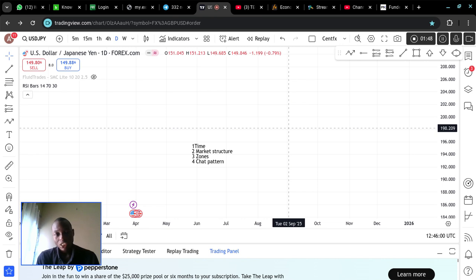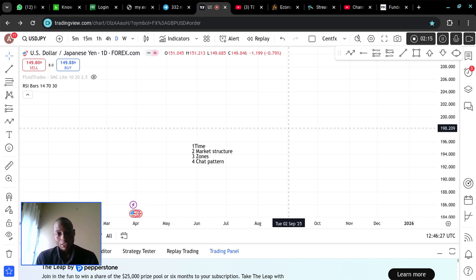And then the second one is market structure. Market structure is so important. Why? Because if you don't know the trend of the market, you won't be able to know the direction of where you're going to buy or where you're going to sell. That is the reason why market structure is so important, because you cannot just come into the market and decide what to do without knowing the structure of the market. You understand?